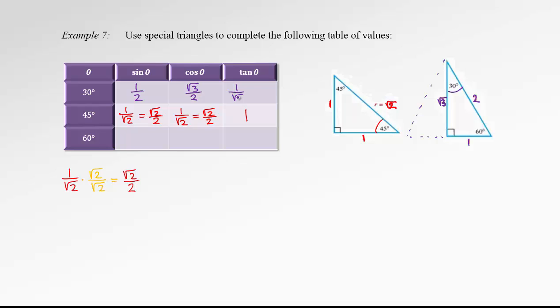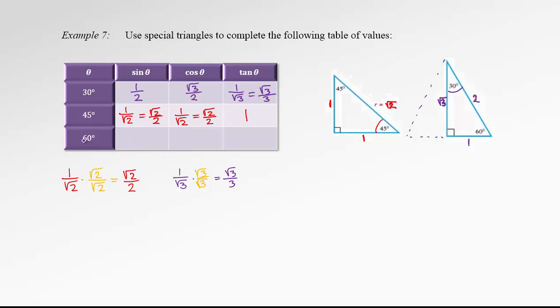Again, 1 over root 3 can be rationalized. If we multiply by root 3 the top and the bottom, we end up with root 3 over 3. So either 1 over root 3 or root 3 over 3, that's equivalent value.